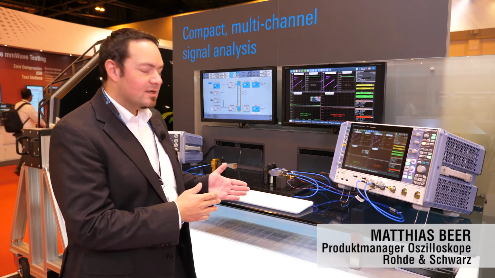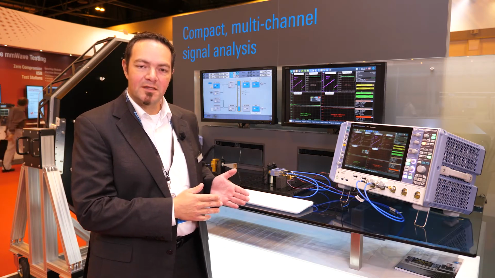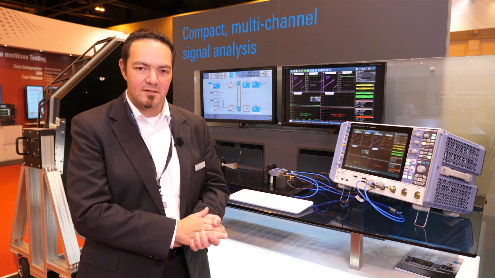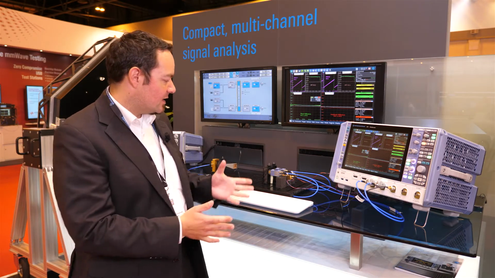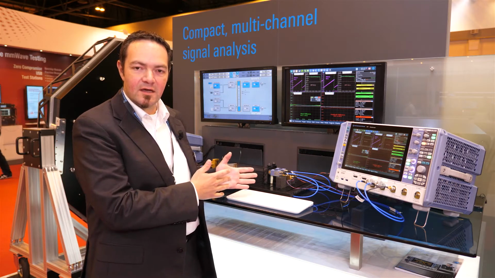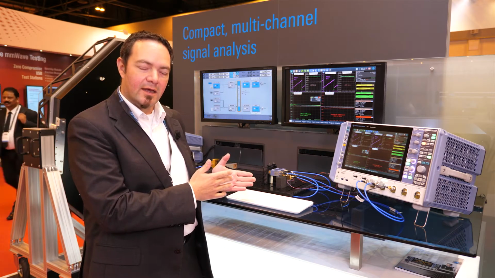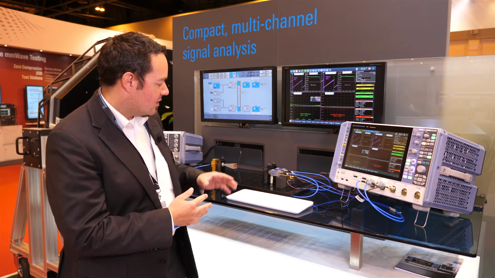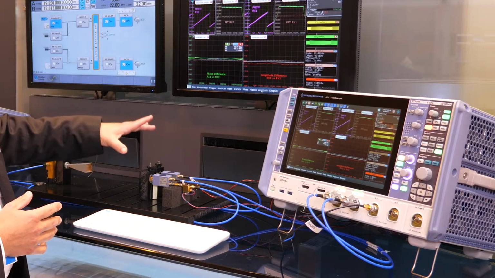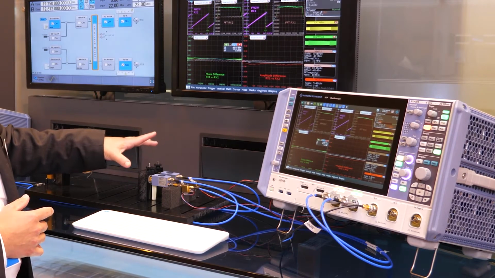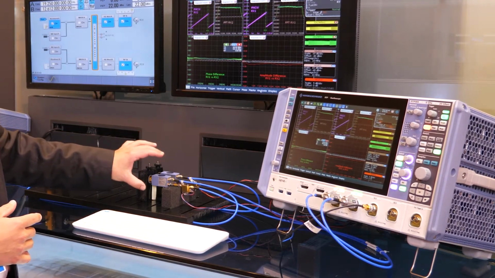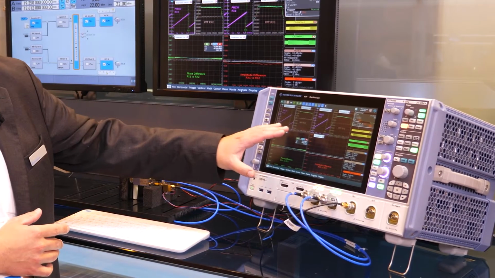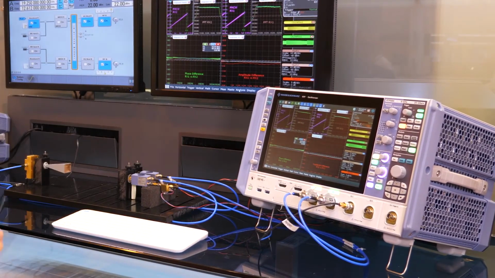In this application, I would like to show how to perform multi-channel signal analysis using our new RTP high-performance oscilloscope. As an application example, I have a 77 GHz automotive radar link, and I analyze this with two receive antennas. So I downconvert the 77 GHz signal to an IF frequency using external mixers from Rohde & Schwarz, and I do the analysis on the RTP.